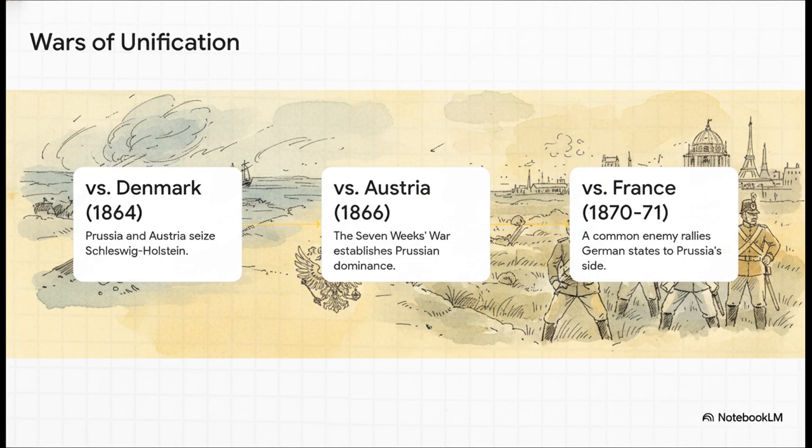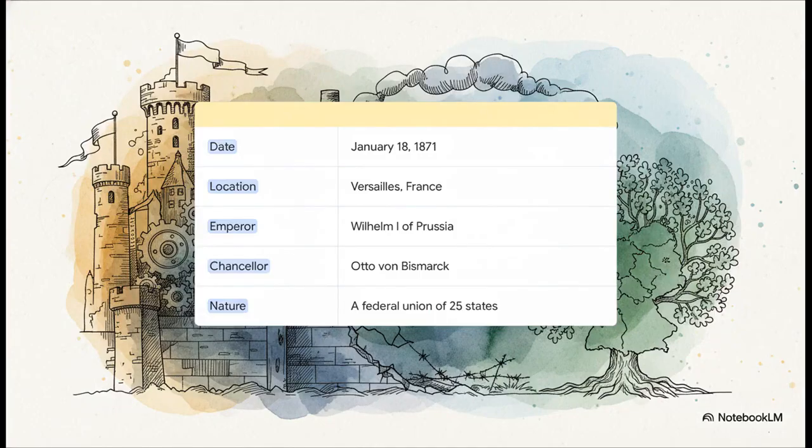And he pulled it off in 3 brilliant calculated moves. Step 1, he actually teams up with his rival, Austria, to beat Denmark. This let him grab some territory and set a trap for his next move. Step 2, he immediately turns on Austria in a lightning-fast war, kicking them out of German politics for good. And for the final move, he provokes a war with France, correctly betting that a common enemy would make all the other German states rally to Prussia's side. Genius.